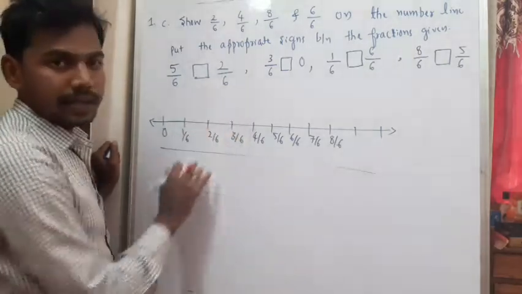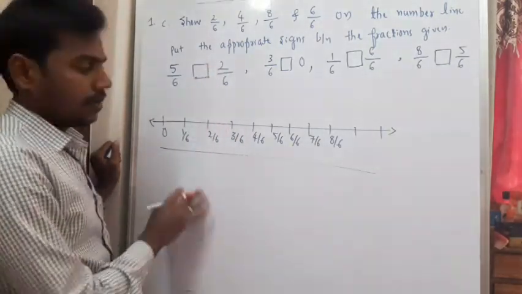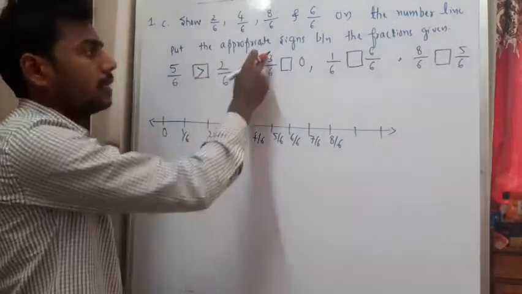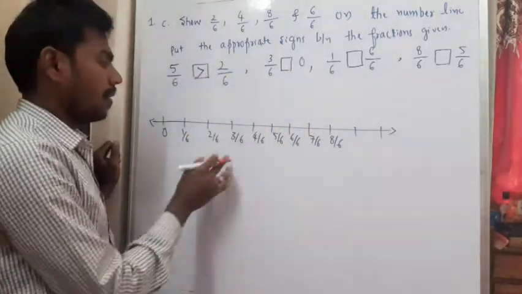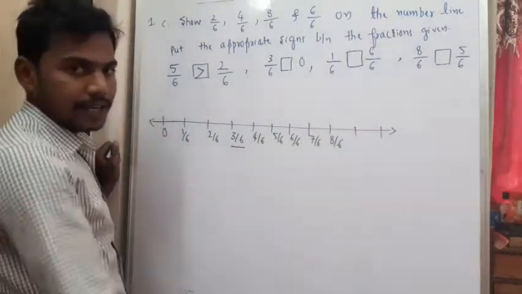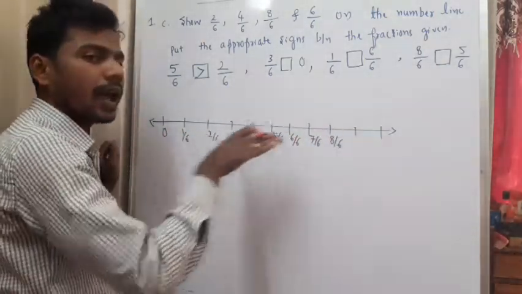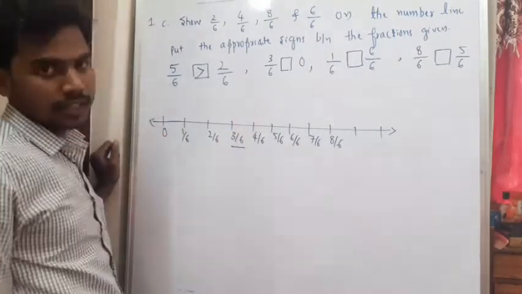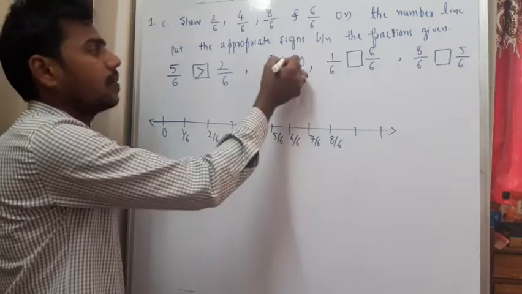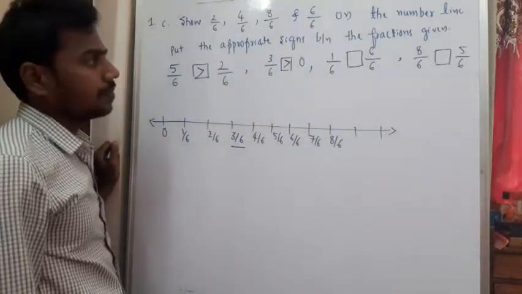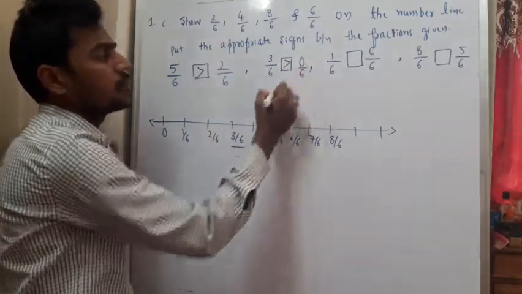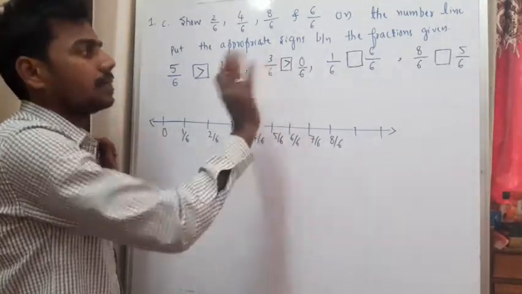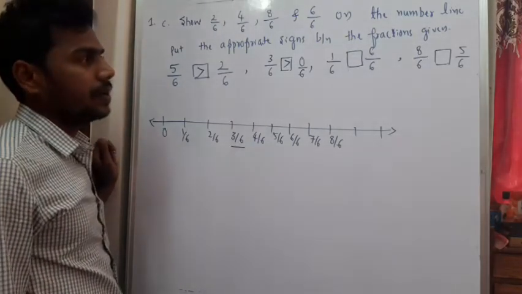So denominator is same. Wherever the numerator is greater, that will be greater. So 3 by 6, 0. Where is 3 by 6? It is to the right. And when you move to the right on the number line, always the value of a number will increase. The value of a fraction is also going to increase. So 3 by 6 is greater than 0 by 6, which is nothing but 0 only.